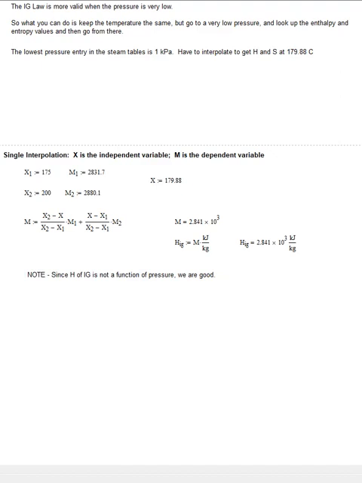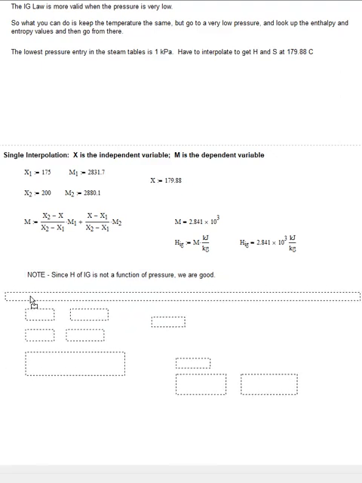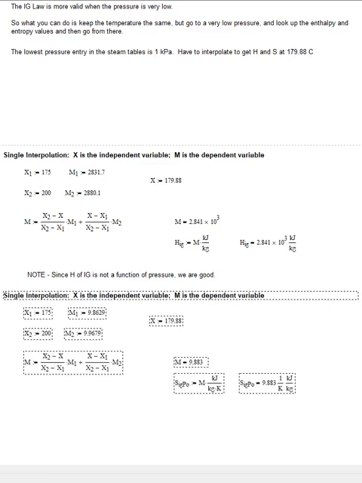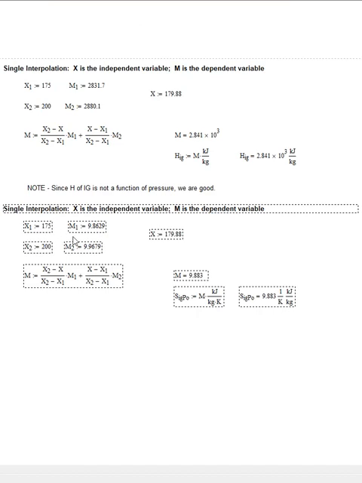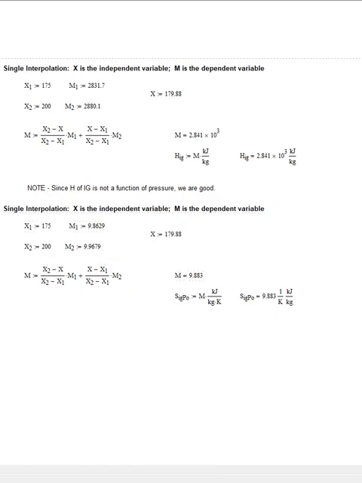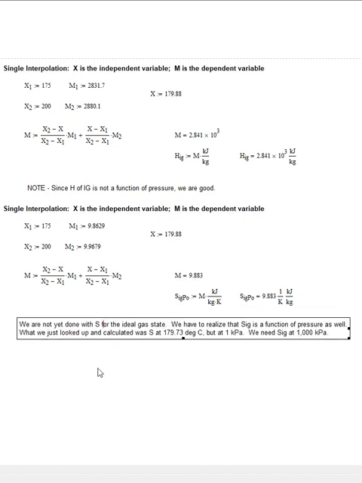So hold that thought for a while, and now let's go to the entropy. The entropy calculation: this is the entropy interpolation. All we're doing is interpolating to find the entropy at 1 kilopascal and about 180 degrees C. And you can see we get a value of 9.883 kilojoules per kilogram Kelvin. Unlike enthalpy, though, we're not done with this entropy value yet.